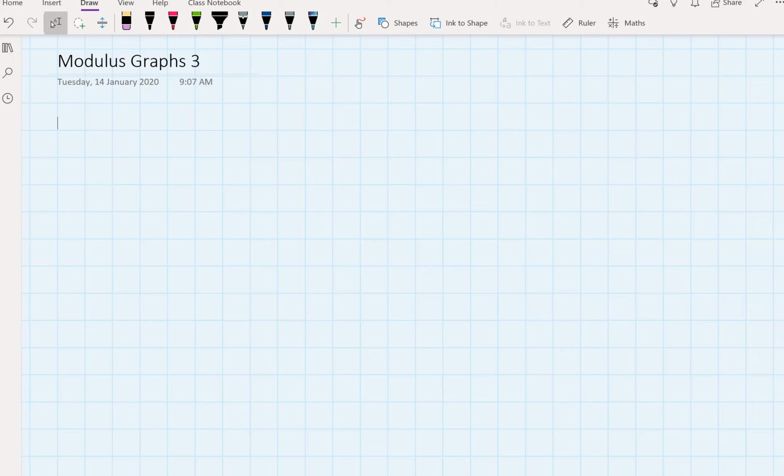Hi, so now we're going to look at the last of the modulus graphs that I want to talk about. And they're going to look something like this. So we've dealt with a situation where we've got one modulus in the equation. What happens if I've got two moduli in the equation? So what happens if I have something that looks like this?